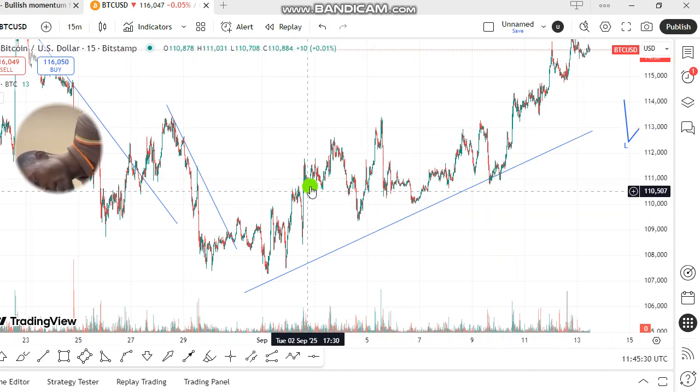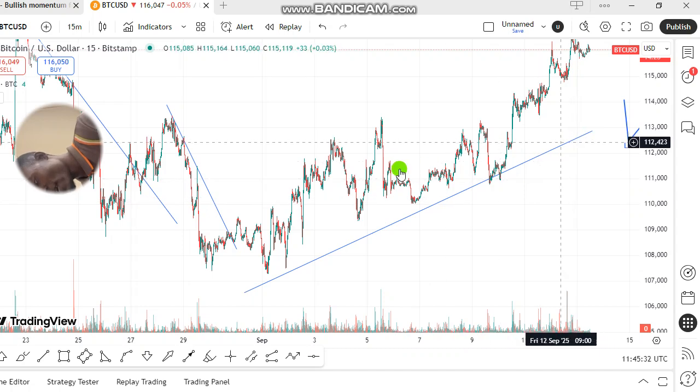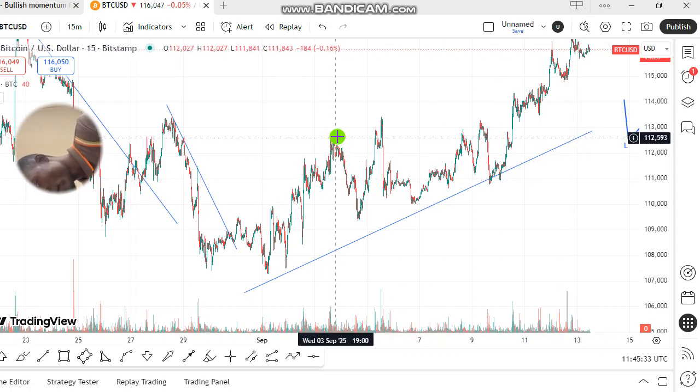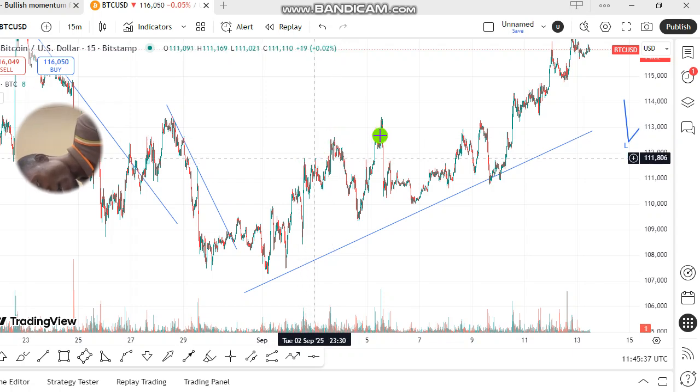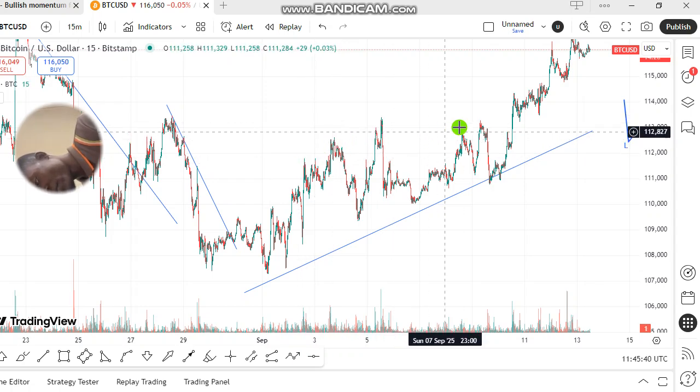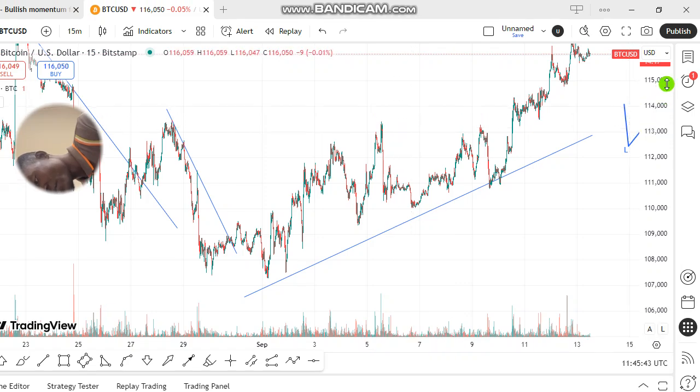So we say that the market is making a higher high formation, making a high which is higher than the previous high. This high is higher than the previous high. This high is higher than the previous high.